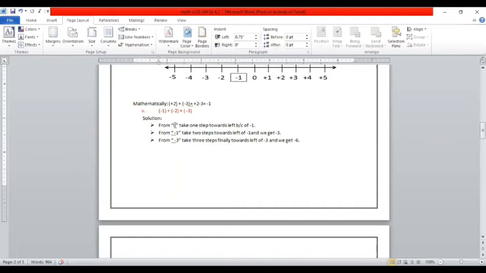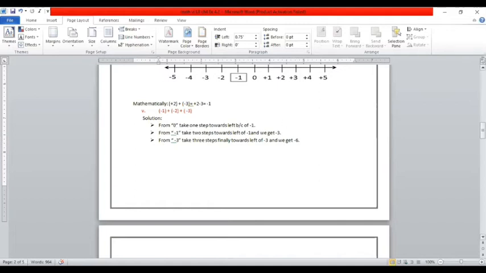First, I will take the 0 position on the number line. I move 1 step, but because of minus, I move towards the left 1 step, from 0 to minus 1. Again, from minus 1, I move 2 steps towards the left because of the minus, and I will reach at minus 3. And again, for minus 3, I will take 3 steps more towards the left because of the minus, and I will reach at the minus 6.